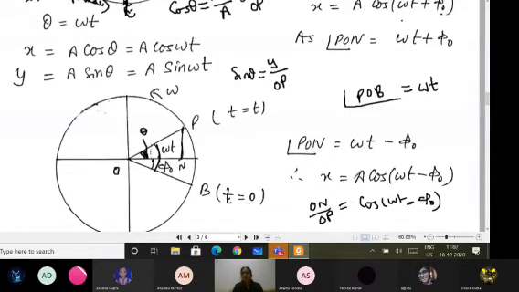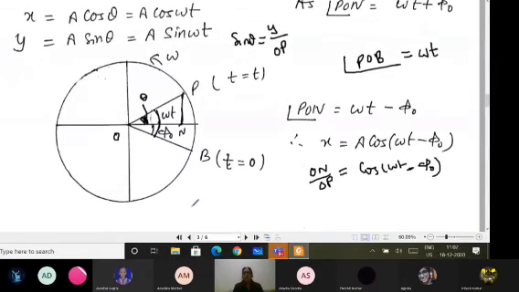Similarly, if you want to write for y, y can also be written as A sine(omega t minus phi naught). If you want to write the projection on the x-axis, it will be written in terms of x. If you write the projection on the y-axis, it will be written in terms of y. Both are correct, representing simple harmonic motion. This is very important. The initial phase is to be seen, where the particle is at time equals 0.